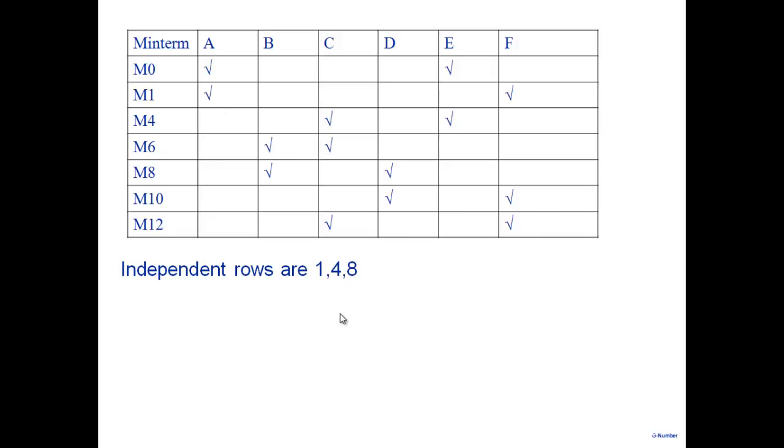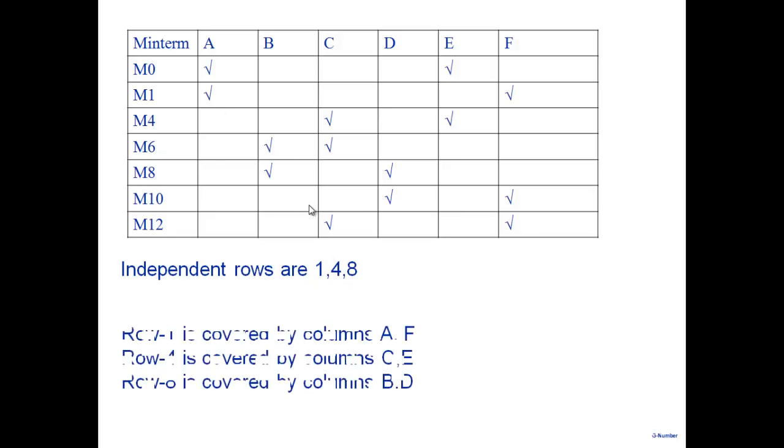All right, rows 1, 4, and 8 are pairwise independent. Who covers row 1? Row 1 is covered by A and by F. Row 4 is covered by C and E. Row 8 is covered by B and D.